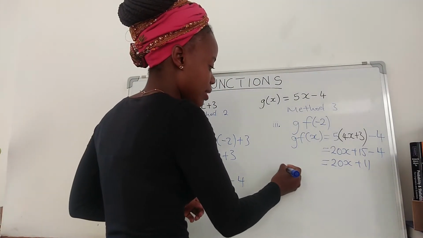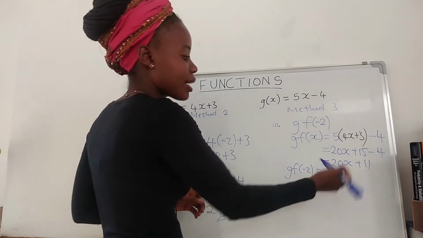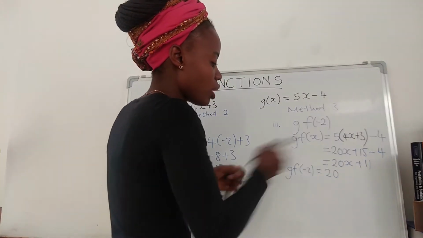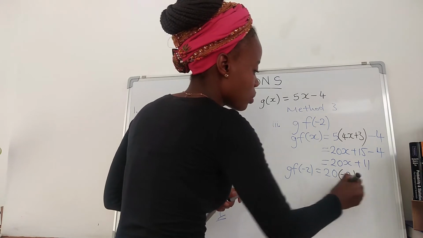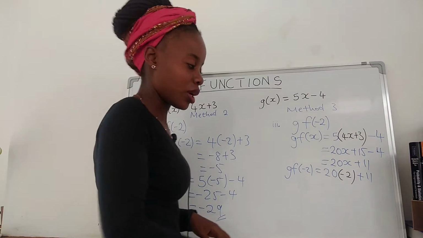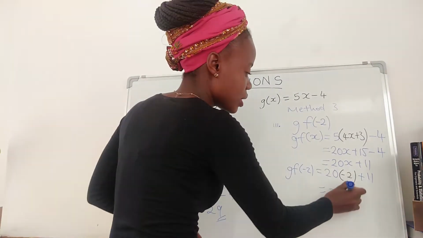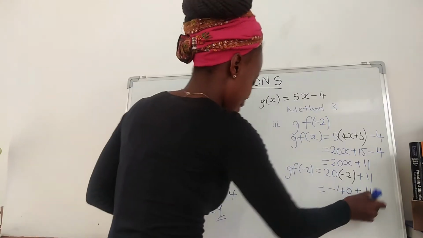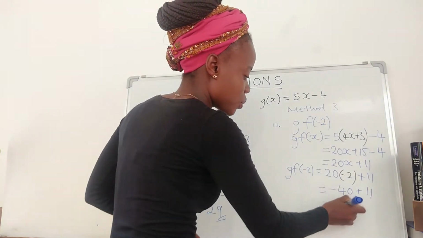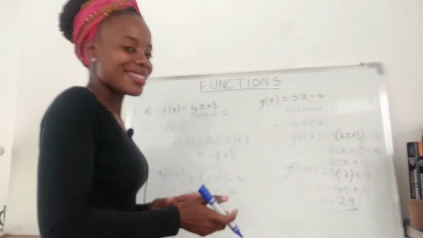Now we're supposed to find g f of negative 2. So when we see x, we substitute with negative 2. So we're going to have 20 times negative 2 plus 11. Okay? 20 times negative 2 is negative 40 plus 11. Negative 40 plus 11 is negative 29. You can see that our answers are the same.